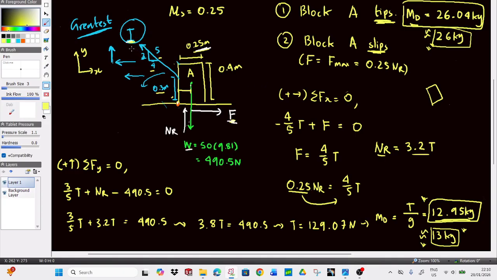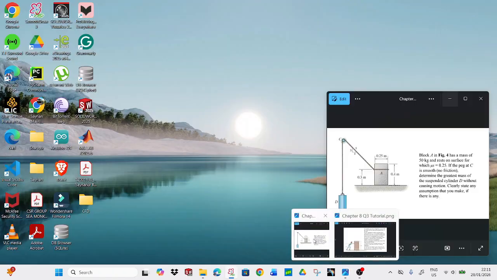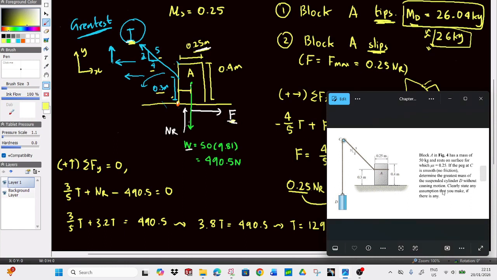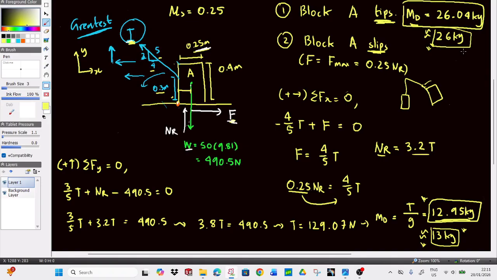Block A won't just fall over, because again we have the rope. So if block D was about 26 kilos, block A won't just fall over. That's what we're trying to avoid. So, since the question states the greatest mass of suspended cylinder without causing motion, ideally it'd be 26 kilograms, not 13 kilograms. Because with 13 kilograms or lower, it might not cause the block to slip, but it would cause it to tip.